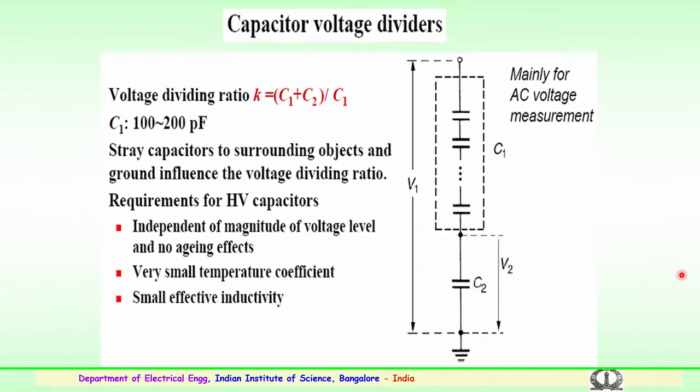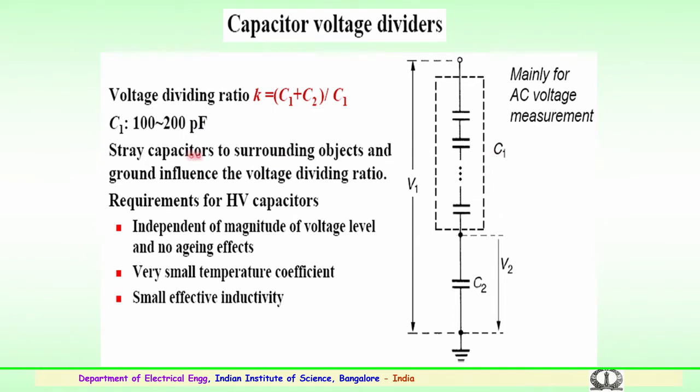Capacitive dividers are similar to the resistive type of dividers. Here the ratio we have discussed equals the number of units, with C1 and C2 being the capacitances, C1 being of higher rating. So (C1 plus C2) by C1 will give you the value of the measurement across C2. In case the voltage V1 is applied, the divided value V2 can be obtained by suitably using the ratio. Here the capacitance C1 could be anywhere between 100 to 200 pF.